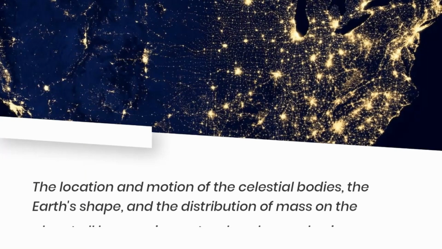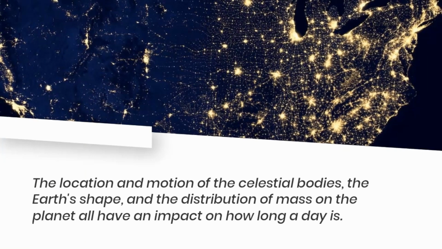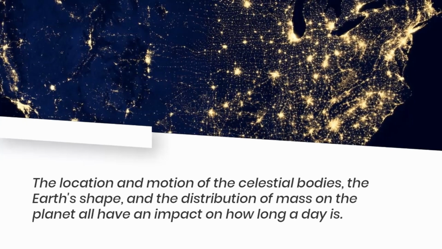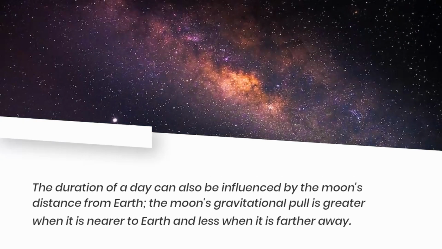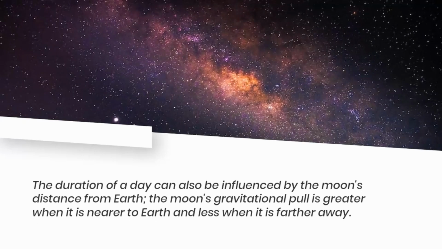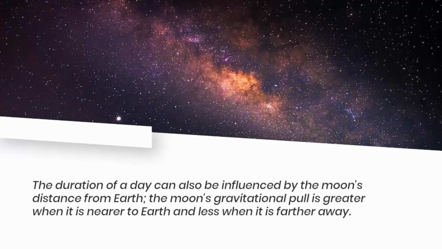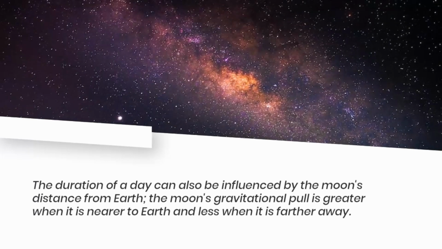The location and motion of the celestial bodies, the Earth's shape, and the distribution of mass on the planet all have an impact on how long a day is. The duration of a day can also be influenced by the moon's distance from Earth. The moon's gravitational pull is greater when it is nearer to Earth and less when it is farther away.